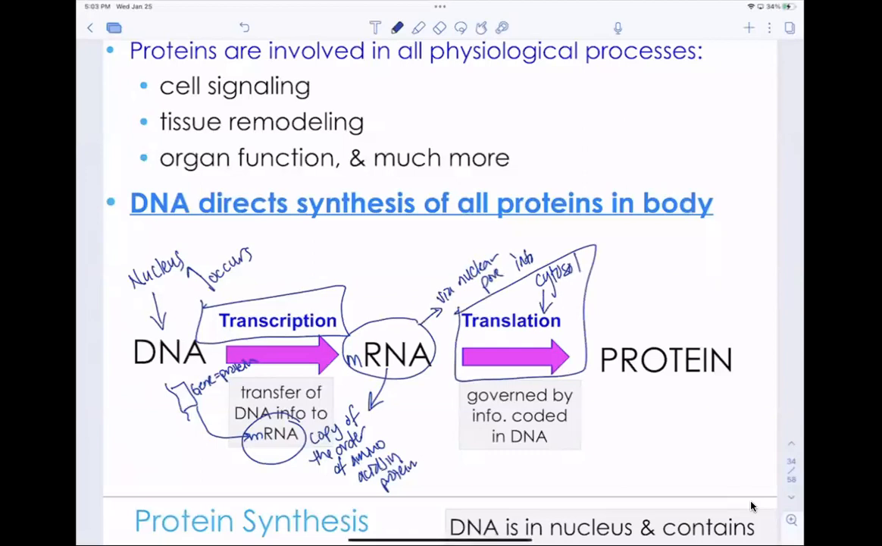And translation is reading the messenger RNA and assembling the amino acid strand. And that's the primary protein structure that we talked about last lecture, to form ultimately a protein.